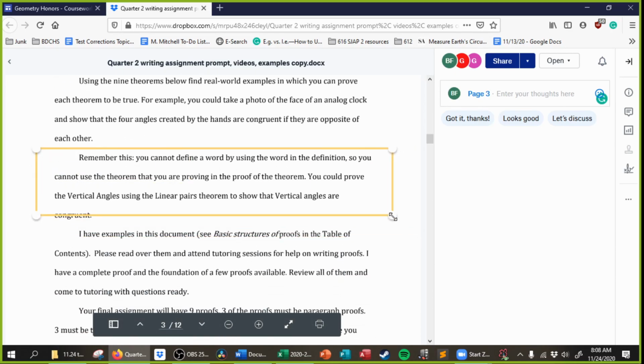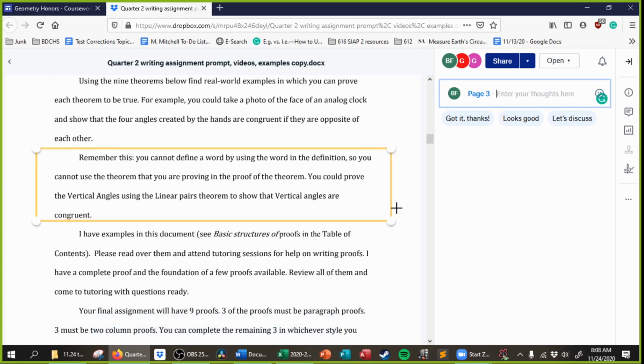Keep this in mind. If I asked you, sorry, one of the cats just jumped up on the window. Oh, yeah, you guys can see her.